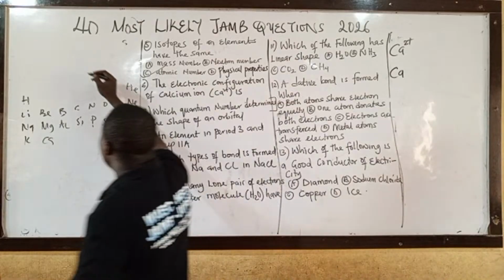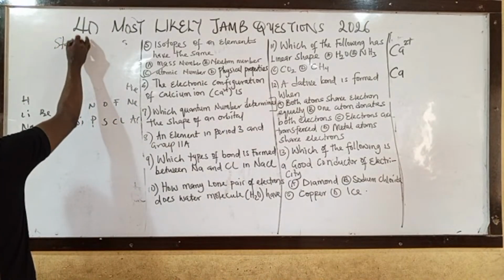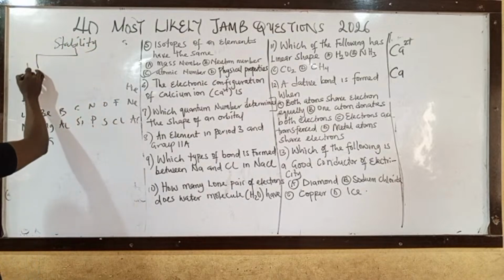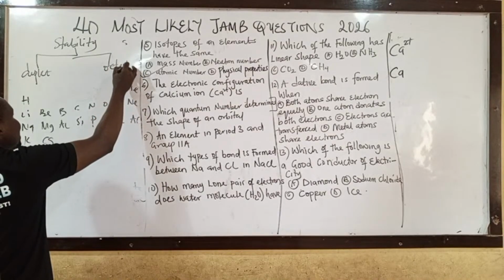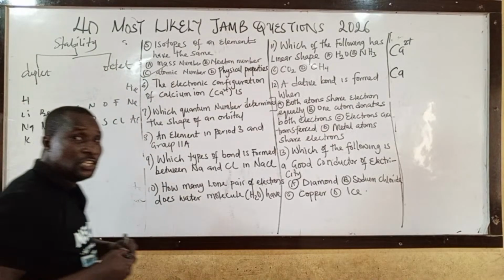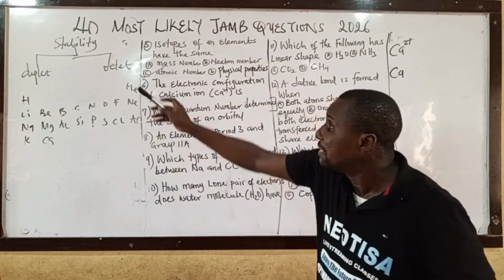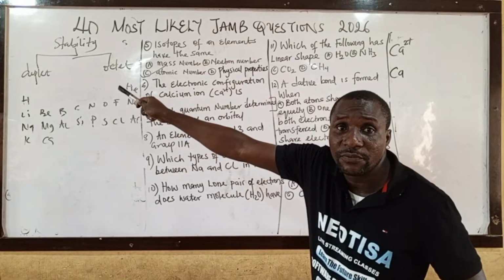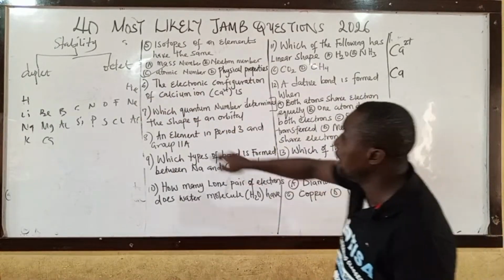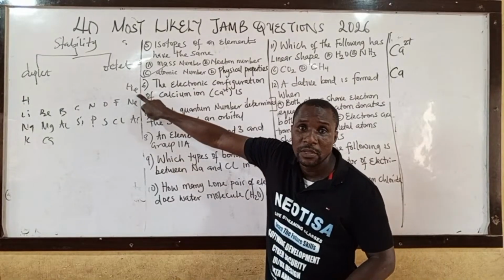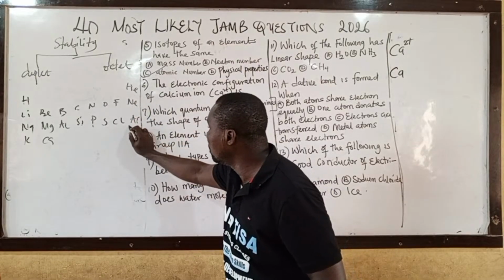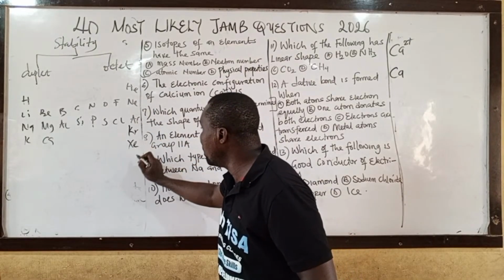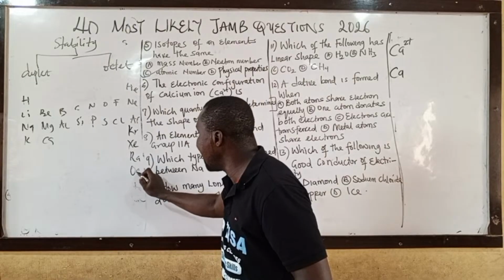What is stability? Stability means the duplet rule and the octet rule. That is stability. The only element that forms a duplet is helium. Then all the other elements in group A: helium, neon, argon, krypton, xenon, radon, organesson.